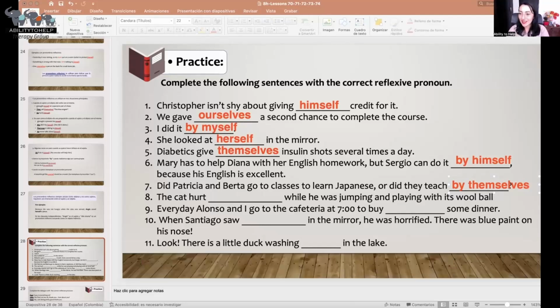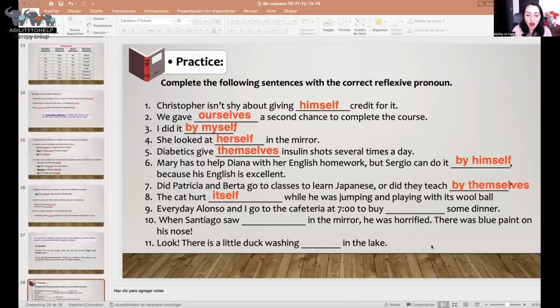Okay, the cat. The cat is an animal, so that's why the personal pronoun is it. Don't forget it. It is used when you talk about just one of them, an animal or thing or item. So that's why the reflexive pronoun is itself, by itself. The cat hurt itself while it was jumping and playing with its wool ball.